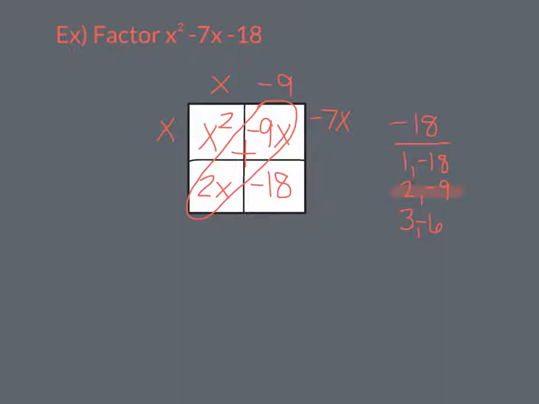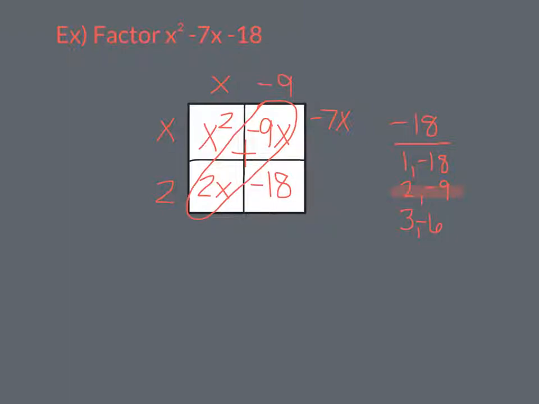Similarly, down below, if this one was 2x, and we knew that the width of it was x, this has to be 2. And then just double check, 2 by negative 9 does give me negative 18. Nice job.